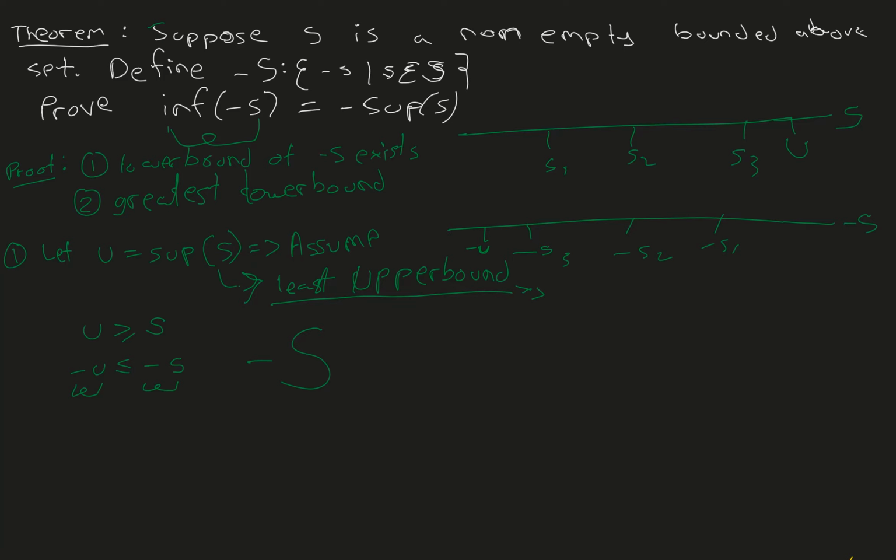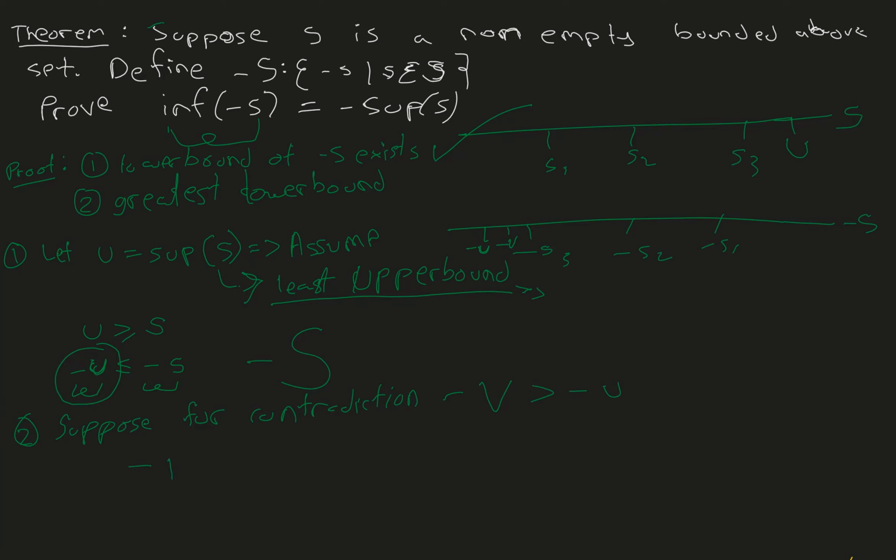So we have shown that a lower bound of negative S exists, and negative U is a lower bound for the set negative S. Now we have to show that it is the greatest lower bound, since we have to show it's the infimum of the set negative S. So suppose, for contradiction, that there is another element negative v that is greater than negative u. So we get that there's an element negative v right here, which is greater than negative u.